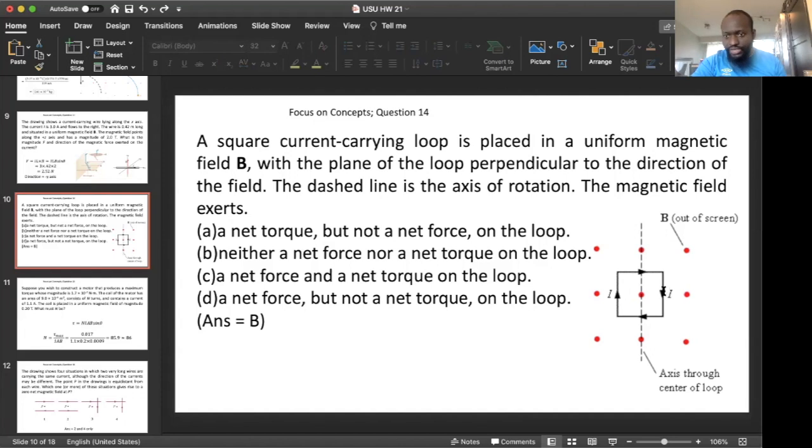If B and I were oriented in such a way that the force at one end is coming out of the page and the force at the other end is going inside the page, the net force would be zero, but that could cause a torque. But in this case, we just have them coming to the center and out of the center. It's like a force trying to compress this wire, and they cancel out. So the correct answer becomes B, neither a net force nor a net torque on this loop. Okay.